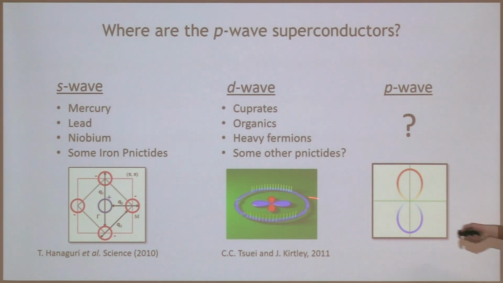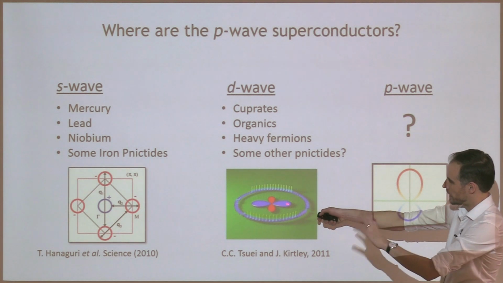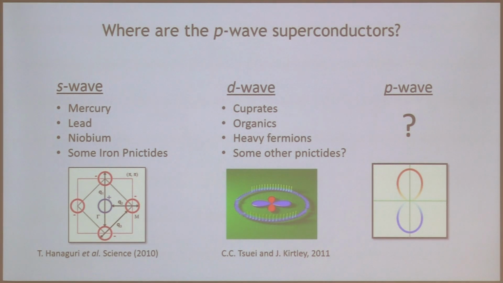So in a D-wave superconductor, if you rotate by 90 degrees, your phase changes sign. So this is quite different. A P-wave superconductor would have, if you just draw a picture of a p orbital, a single change of the phase sign as you go around. There are a lot of different P-wave superconductors, but we don't really have any examples.